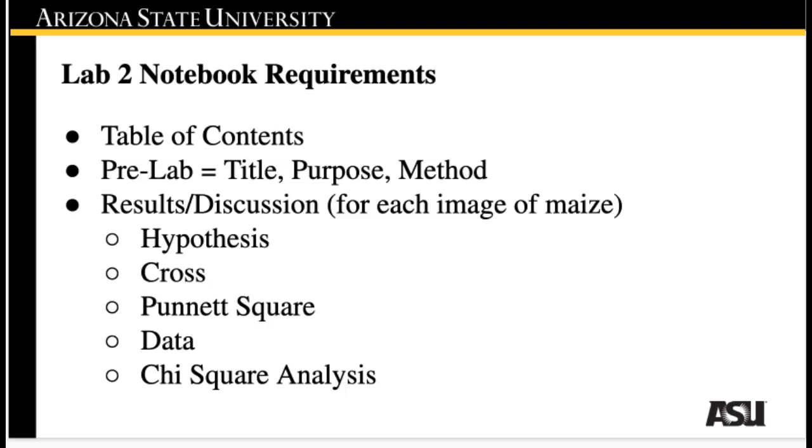For the results and discussion, you need to have a result and a discussion section for each of the maze images or boxes that we did. You'll need a hypothesis, the cross, which parents you're doing, the Punnett square, your data, and your chi-square when asked, as well as a result and discussion section for it. So be sure that is filled out entirely.